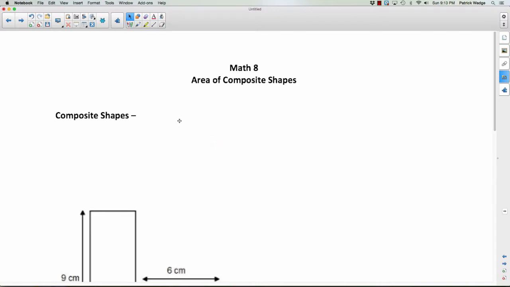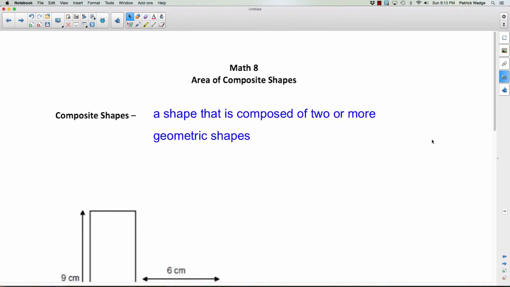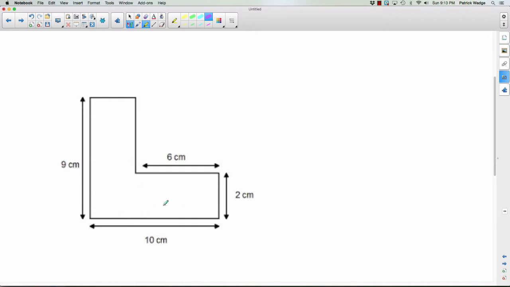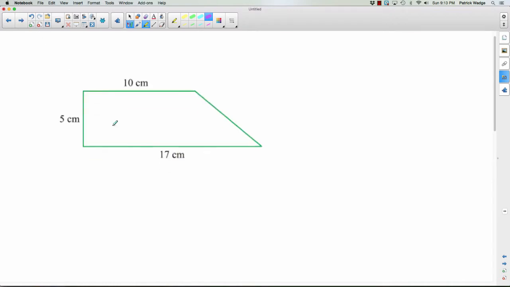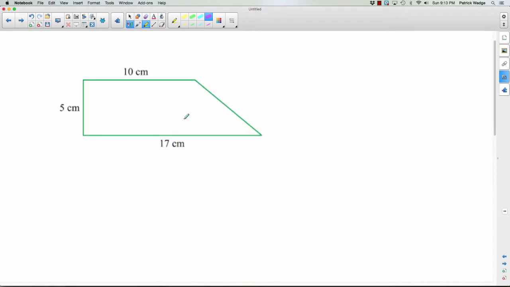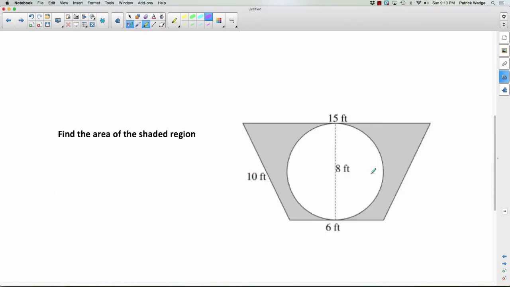So, what's a composite shape? A composite shape is a shape that's composed, compose, right? See that? It's composed of two or more geometric shapes. So you put a rectangle and a rectangle together, you get a composite shape. You put a rectangle and triangle together, you get a composite shape. You get trapezoids and circles involved, you get a composite shape.